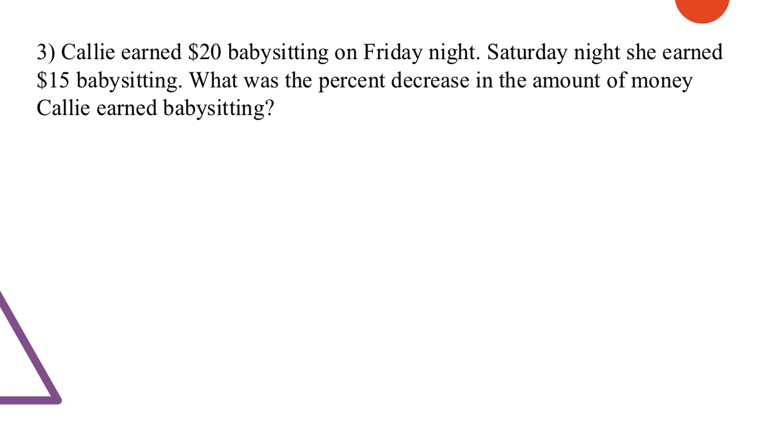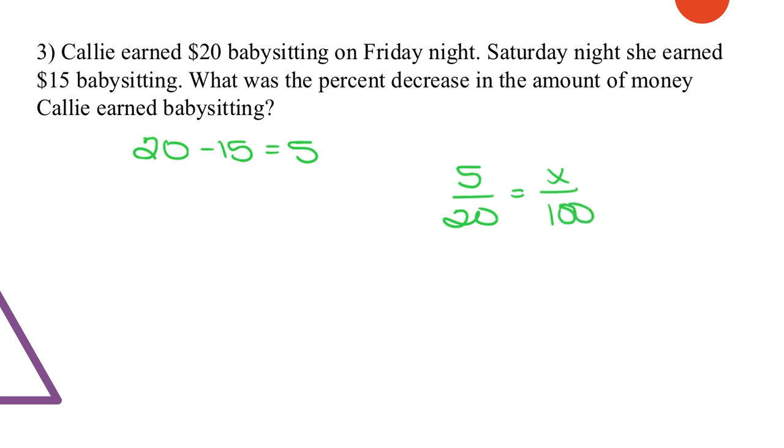All right, Cannon. So first I did 20 minus 15, and that gave me 5. And so I set up my proportion. I did 5 over 20 equals x over 100. So I did 5 divided by 20, and it gave me 0.25. So that means the answer is 25. What was that answer one more time? 25%. Very good.